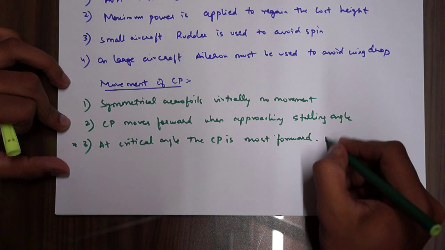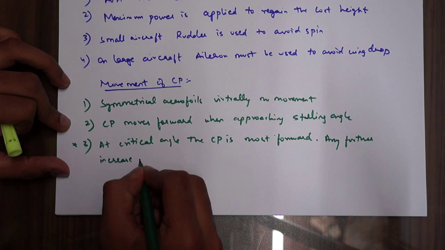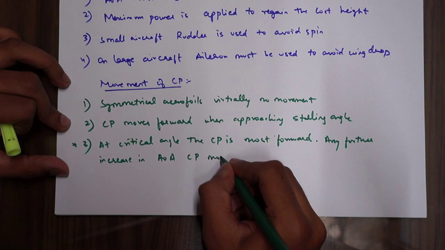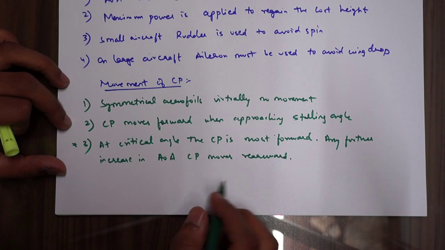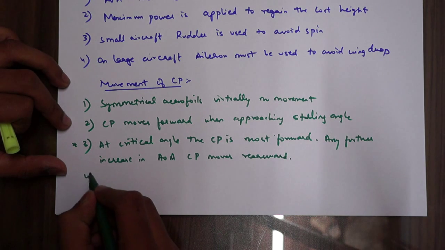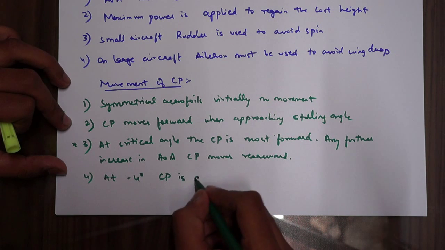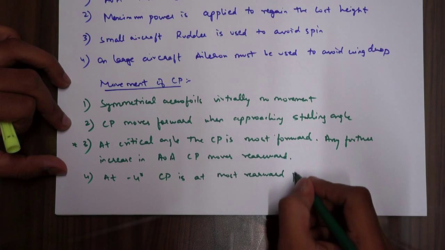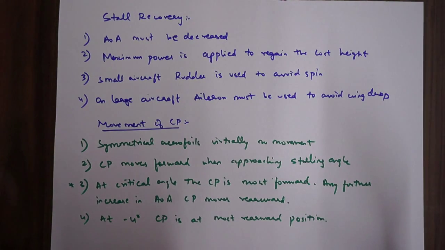Any further increase in angle of attack, CP moves rearward. So this is an important point. And approximately, generally, that is at -4 degrees, CP is at the most rearward position. So this is the movement of CP.